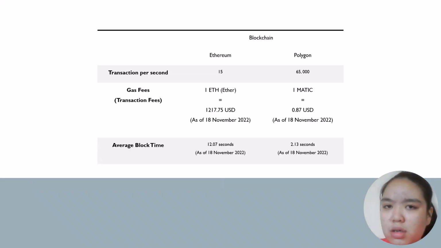As for the table here, it is a comparison between Ethereum and Polygon in terms of transactions per second, gas fees, and average block time.